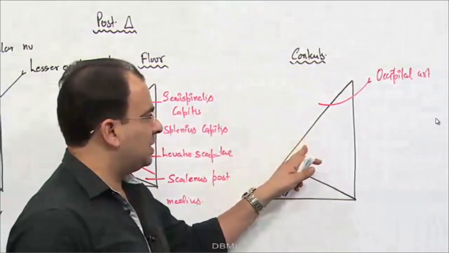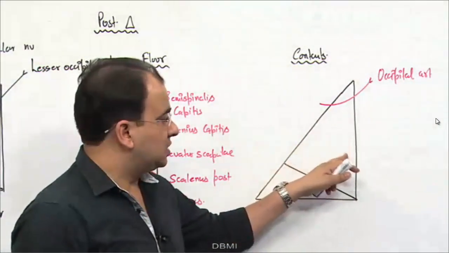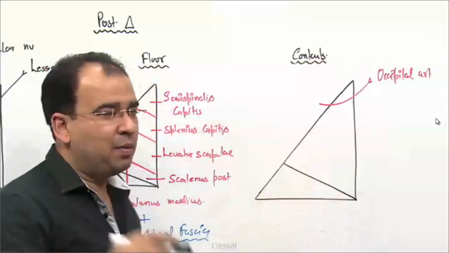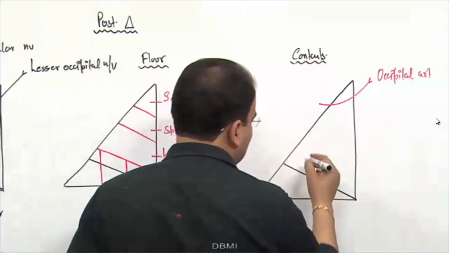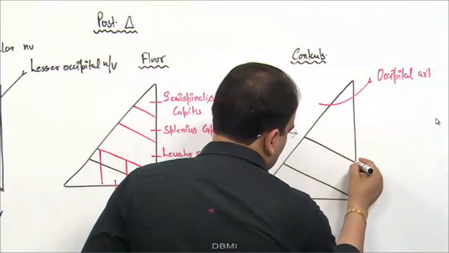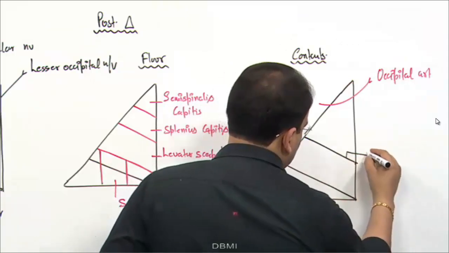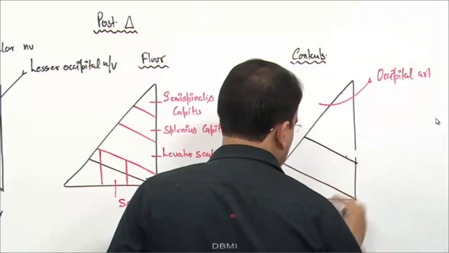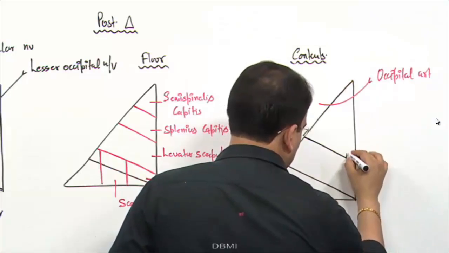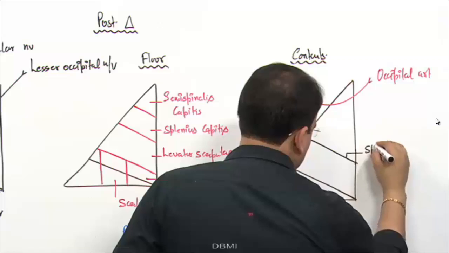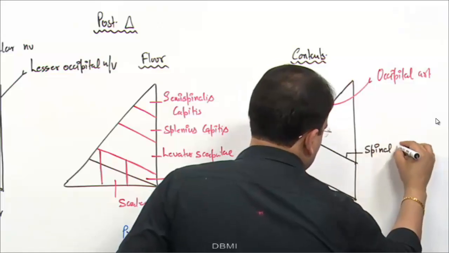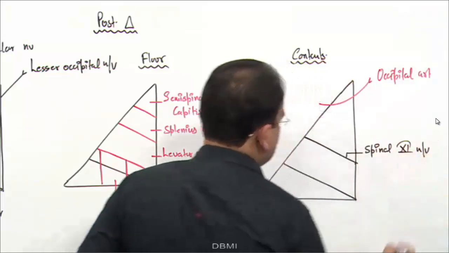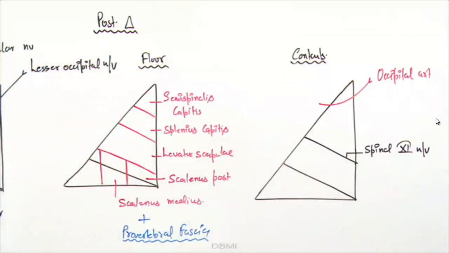This is sternocleidomastoid and this is trapezius. Sternocleidomastoid and trapezius is supplied by what nerve? The nerve was spinal accessory nerve. So spinal accessory nerve is also the content, supplying sternocleidomastoid and trapezius.